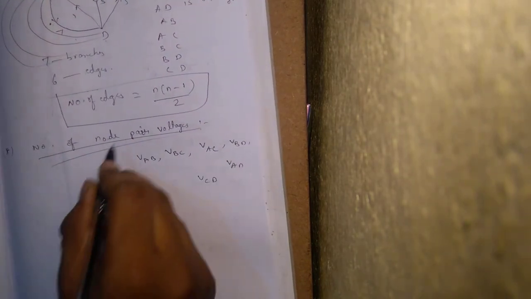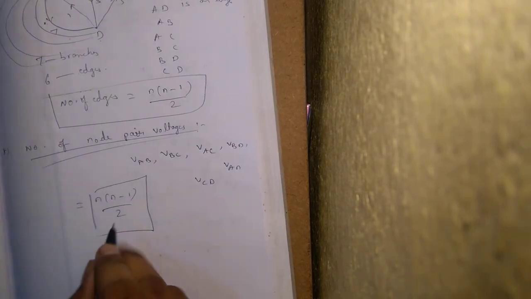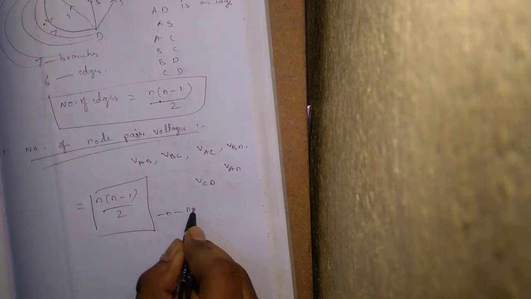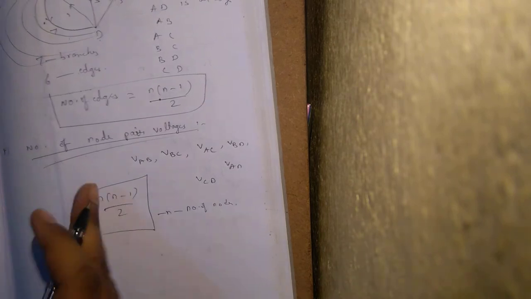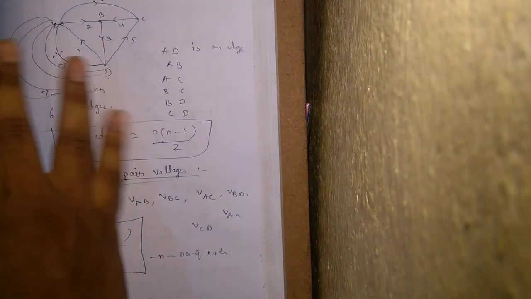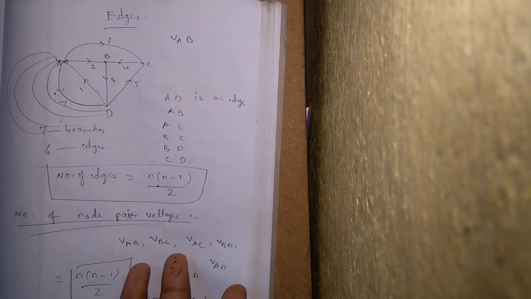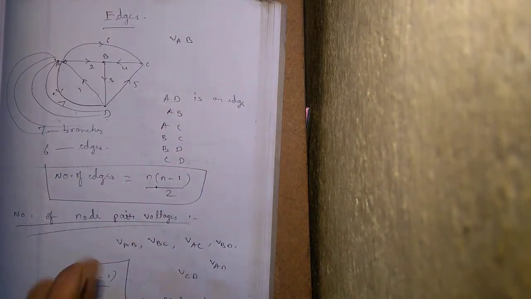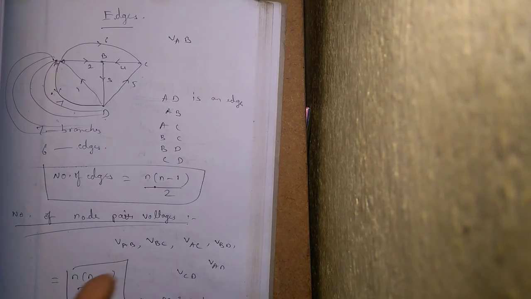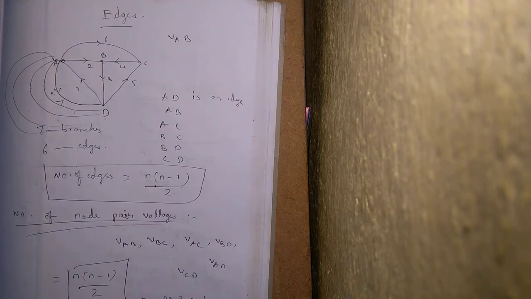So the expression for number of node pair voltages is n into n minus 1 by 2, where n is your number of nodes. I forgot to say here, n is your number of nodes always, okay? So this is the expression for number of node pair voltages. Here, node pair voltages are node specific. That means it depends on number of nodes. For this example, I have 4 nodes, so I got 6 node pair voltages. If the number of nodes changes, the number of node pair voltages also changes.